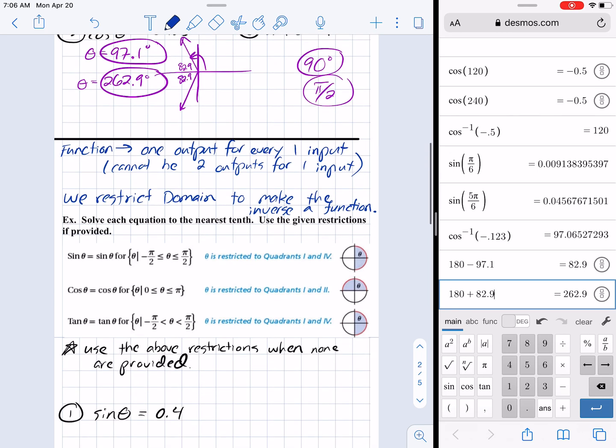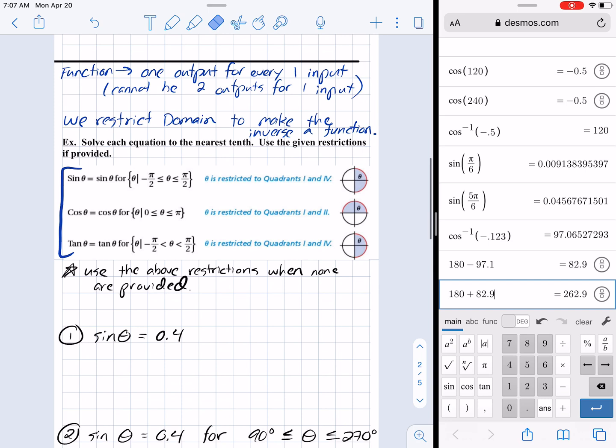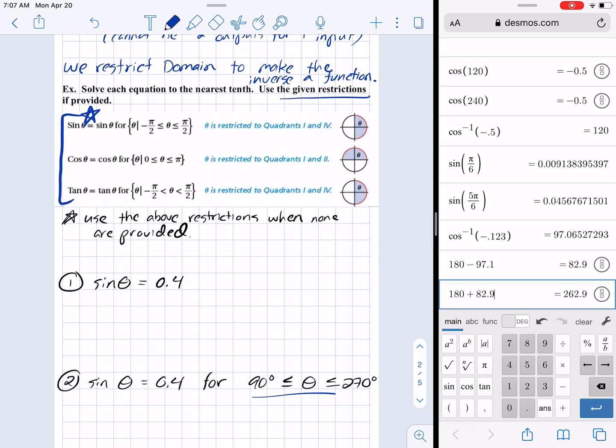And if you don't want to write all of these down, this is what I'm referring to, these restrictions. I think it's nice and easy just to look at this image here that shows which quadrants are shaded. That's where the domain is going to be restricted to. You can just copy and paste this from the book because that's what I did. Okay, so now when your directions are to solve each equation to the nearest tenth, use the given restrictions. Well, if you don't have any restrictions like number 1, you're going to use these restrictions up here. Number 2, you have your own set of restrictions here, and I'll show you how to use those in just a sec. All right.